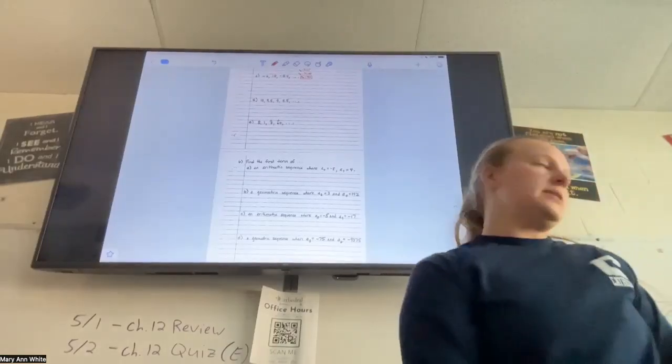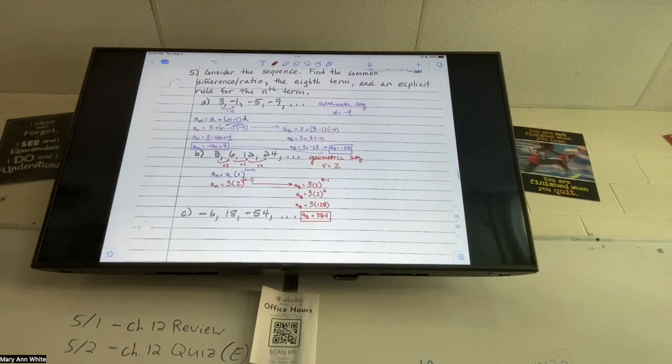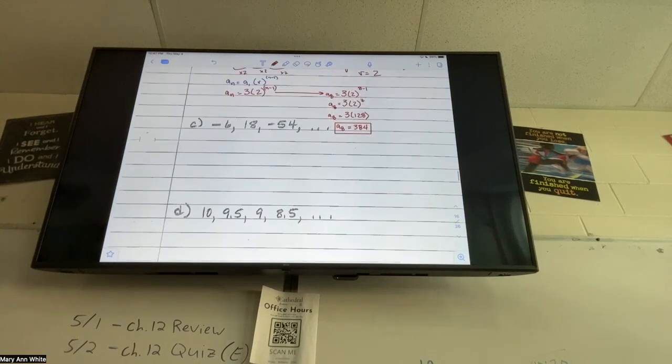Back to this part. But we got a couple more of these sequences that we were doing. We're going to continue on with these. I think we've done an arithmetic and a geometric before we went to lunch. So let's keep it going.